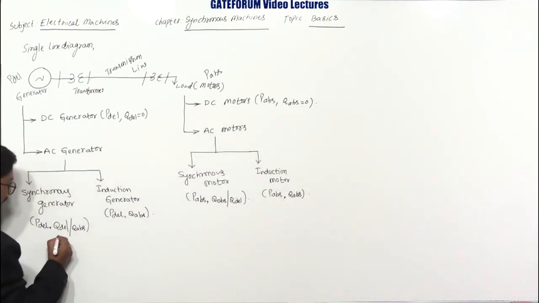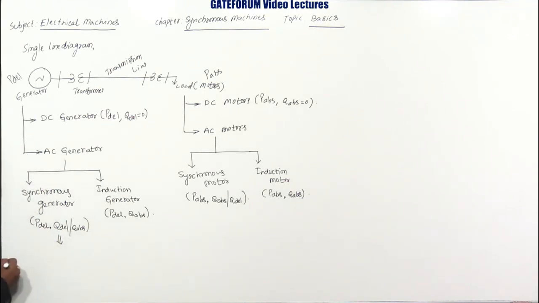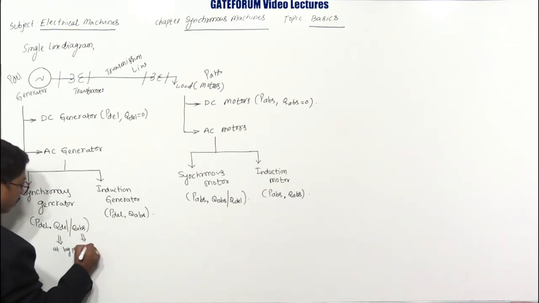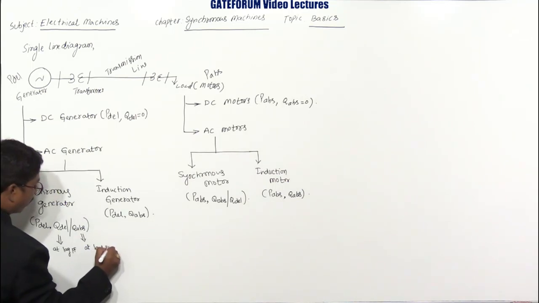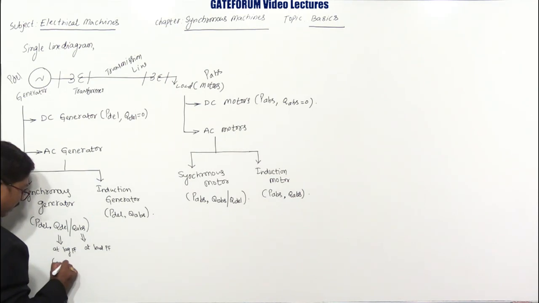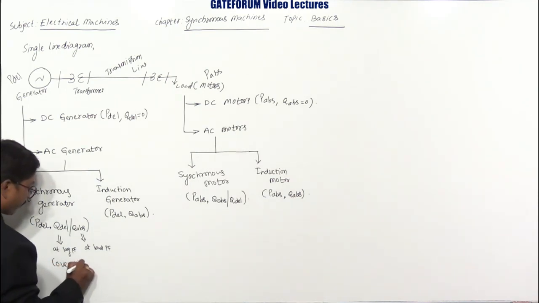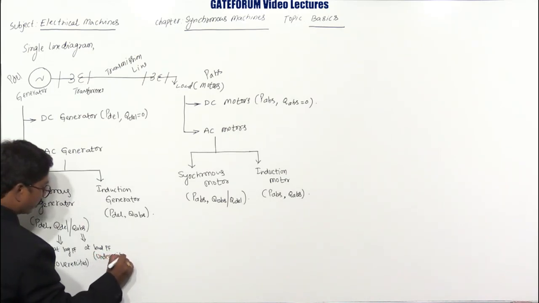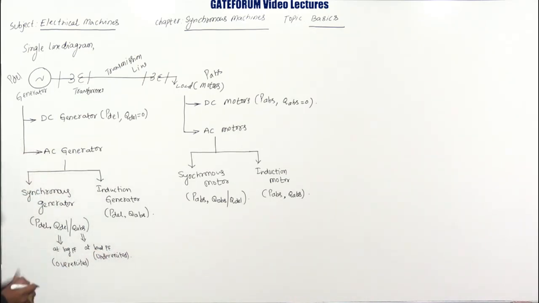The synchronous generator can deliver reactive power at lagging power factor, and it can absorb reactive power at leading power factor. Lagging power factor means it is over excited, and leading means it is under excited. Whenever a synchronous generator operates under lagging power factor condition, it can deliver reactive power. Whenever it operates under leading power factor condition, it can absorb reactive power.